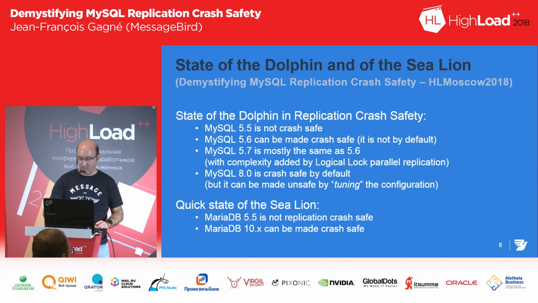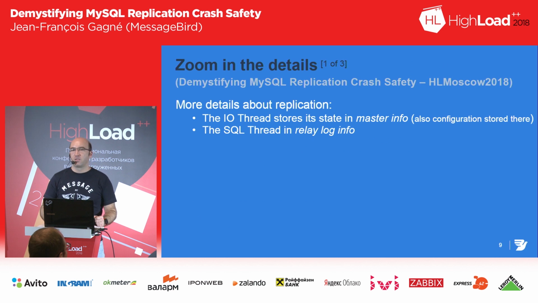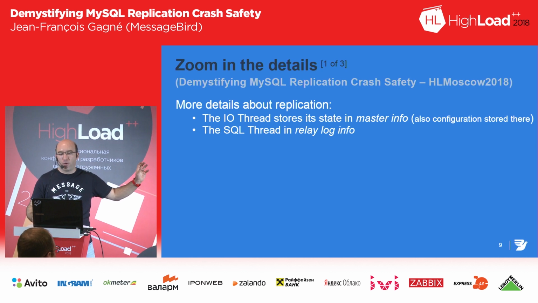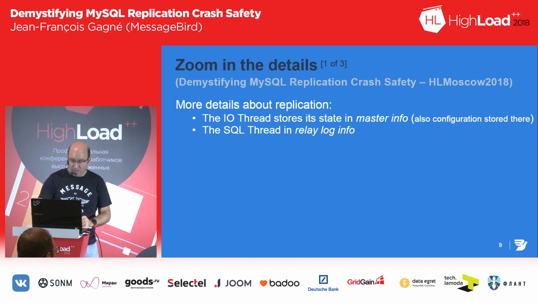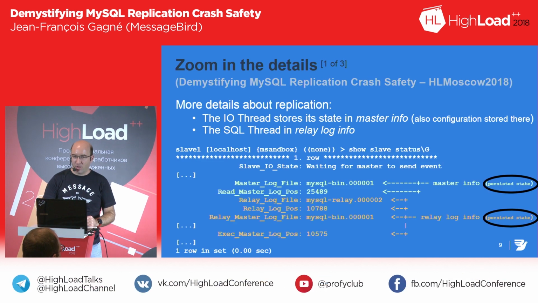So now we'll zoom in on the details of how replication works. To be able to store state between restarts and between crashes of MySQL, the IO thread and the SQL thread need to remember where they are. Those things are called master info and relay log info. Master info is where the IO thread stores its state, and relay log info is where the SQL thread stores its state.